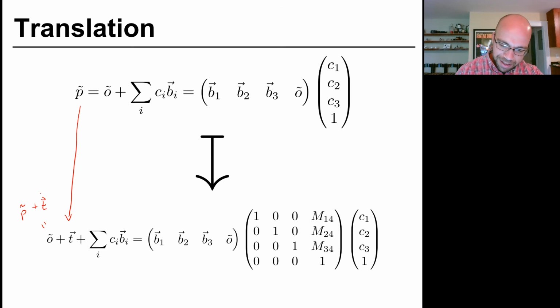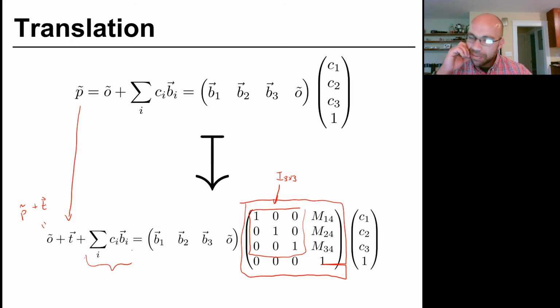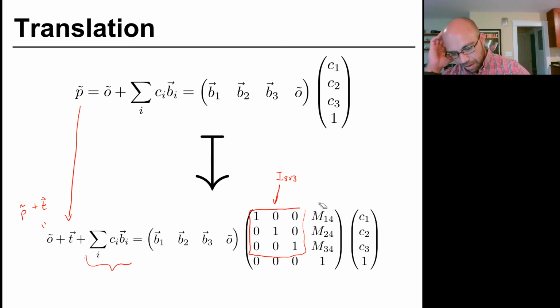Okay, so if I do that, I can actually represent that using a very specifically chosen matrix, which I've given you on this slide here. Okay, so what's going on here? Notice that the upper 3 by 3 block is just the identity matrix. So in other words, we're leaving the basis alone. The only thing that we're doing is we're shifting things. Okay, so let's actually do the matrix vector multiply here.